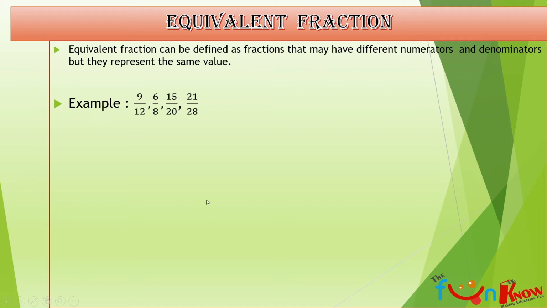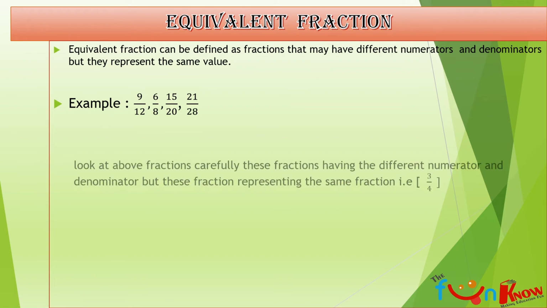Can you see the example? 9 by 12, obviously they have different numerator and denominator. 6 by 8, different numerators and denominators. 15 by 20, 21 by 28, different numerators and denominators. None of these fractions are similar to each other. They all have different numerators and denominators.